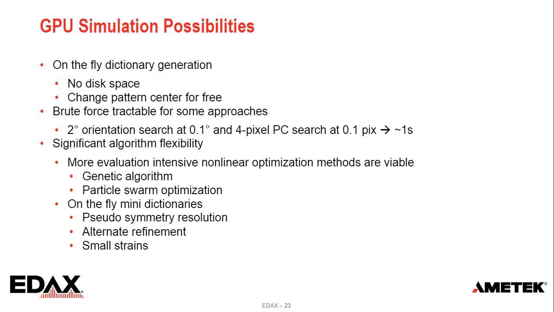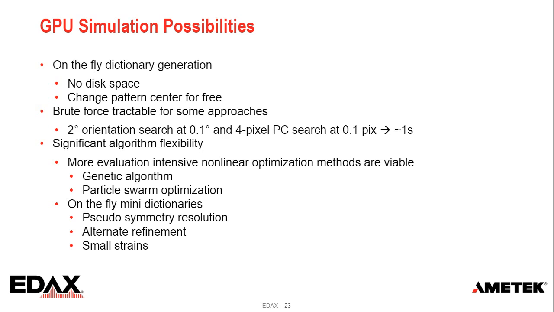And that faster pattern simulation gives you a lot of flexibility with algorithms in general. So it makes some things that were not tractable as a brute force feasible. For example, that hour to do a 2-degree and 4-pixel window search for pattern center, you could brute force that in a second instead of an hour.